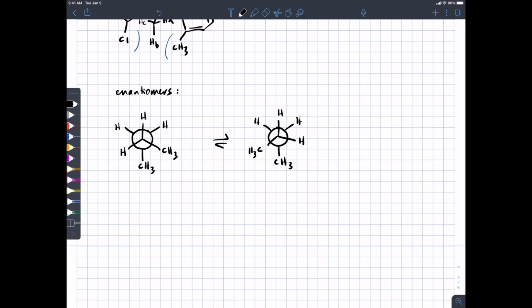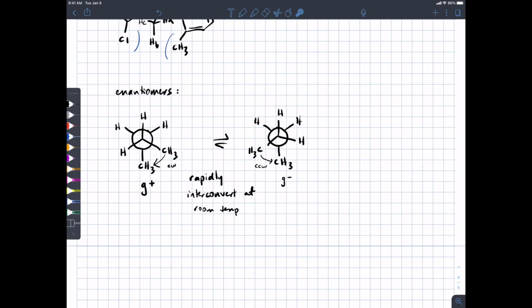We called this one Gauche plus because going from the front methyl group to the back one is counterclockwise. Sorry, that's clockwise. And we called this Gauche minus because going from the methyl group in the front to the one in the back is counterclockwise. I'm not sure if I've got that sign convention right, but anyway, they were different. But we don't consider them enantiomers because they rapidly interconvert at all temperatures that we're interested in. We'll just say room temperature and so on.